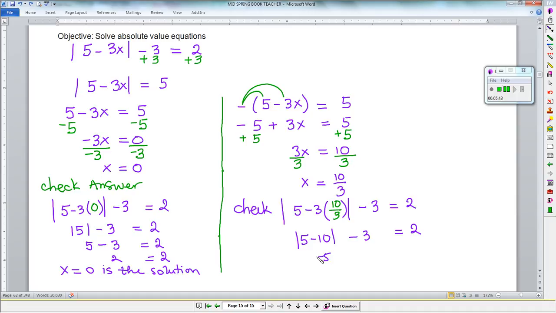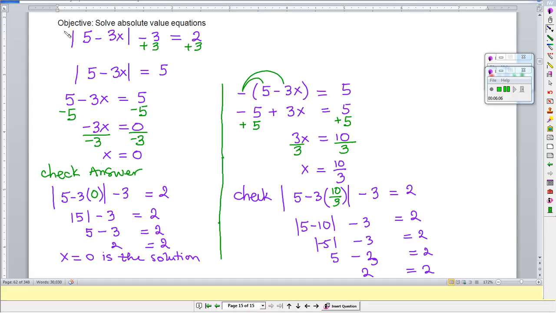5 minus 10 will be negative 5, so we have the absolute value of negative 5, minus 3. Now the absolute value of negative 5 is 5, so 5 minus 3, which is 2, so 2 equals 2 is true. Therefore, we can conclude that x equals 10 over 3 is also a solution.